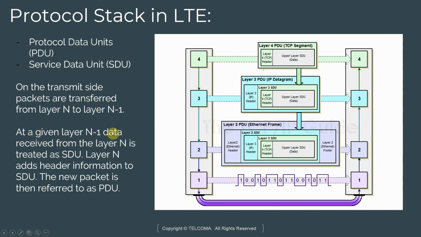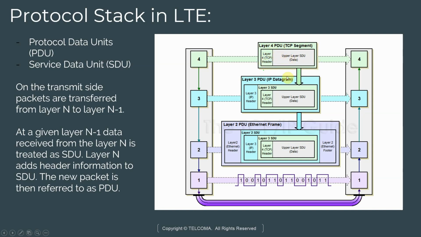At a given layer, n minus 1, data received from layer n is treated as service data unit. Layer n adds header information to the SDU. The new packet is then referred to as protocol data unit. So let's examine this. Say you are at layer 4. Now you may have received a packet from 5, data, and that is your SDU part here. And then layer 4 adds some header. In this case, it adds some TCP header, and then the combined packet is called a PDU.